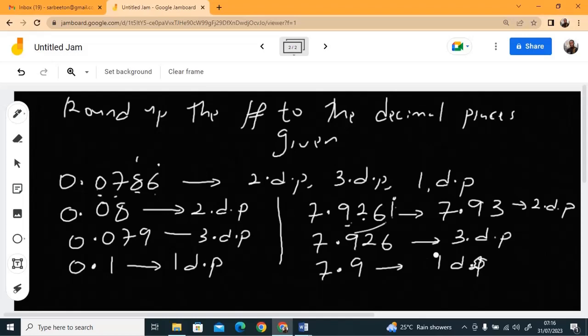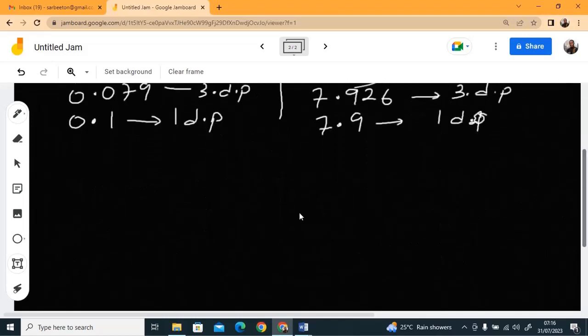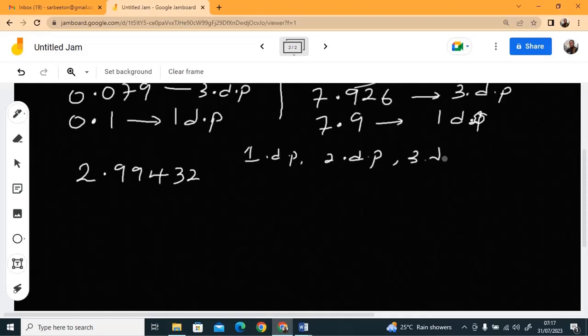So let's look at this one. Let's assume you are given something like this. They ask us to make this one in 1 decimal place. There's a question I saw here. So let's assume you have 2.99432. You have to make this in 1 decimal place, 2 decimal place, and 3 decimal place.